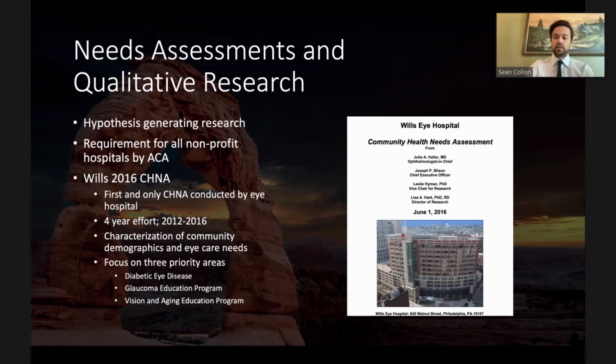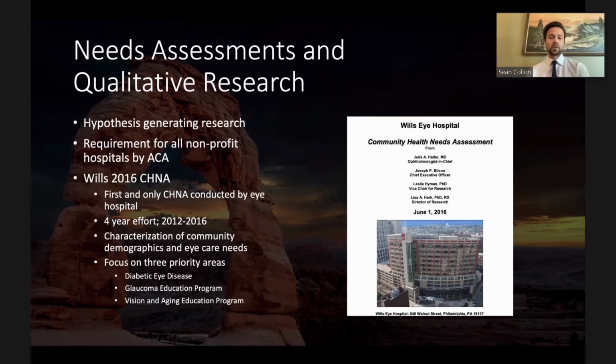However, most eye hospitals have been effectively exempt from this requirement, either because they're private for-profit hospitals or because they fall under the larger umbrella of an academic center. Wills Eye Hospital is a notable exception, the only exception to my knowledge, and they published their first needs assessment in 2016, published another in 2020, each one being a four-year effort, and those were major inspirations for what we were trying to do.